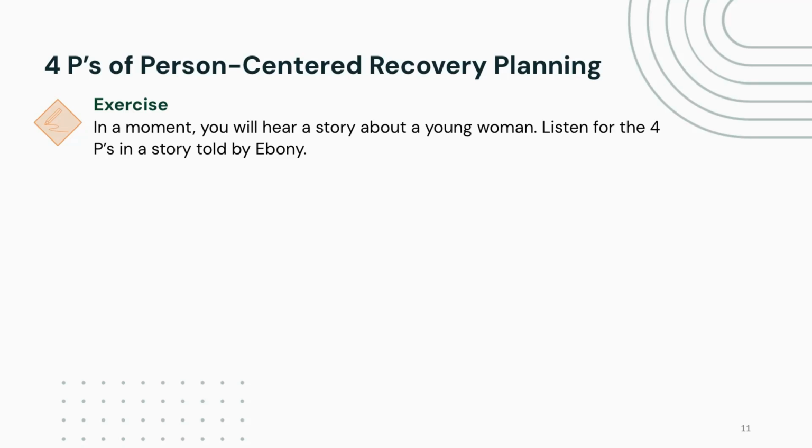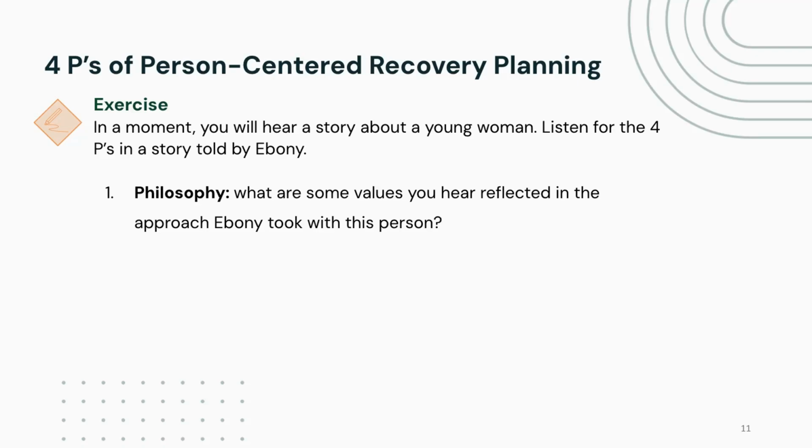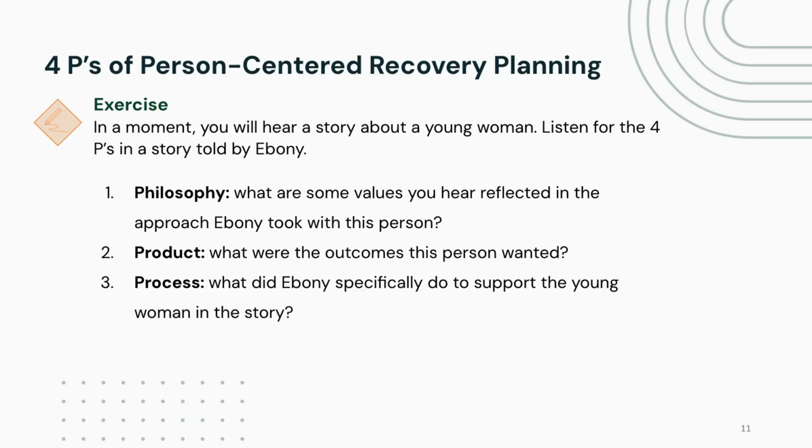As you listen to the story, consider philosophy. What are some values that you hear reflected in the approach that Ebony took with this person? Product. What were the outcomes that this person really wanted? Process. What did Ebony specifically do to support the young woman in the story? And finally, the plan. What do you imagine might be included in her written plan?